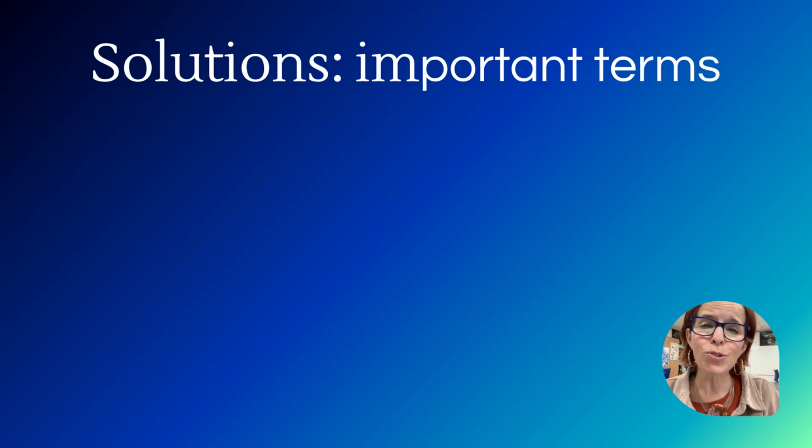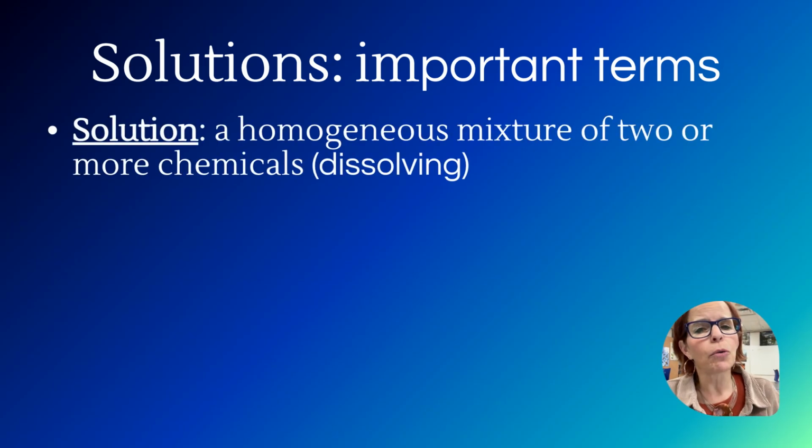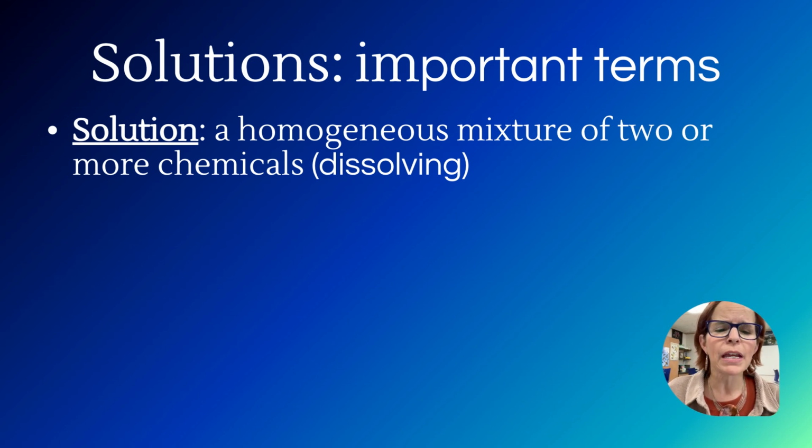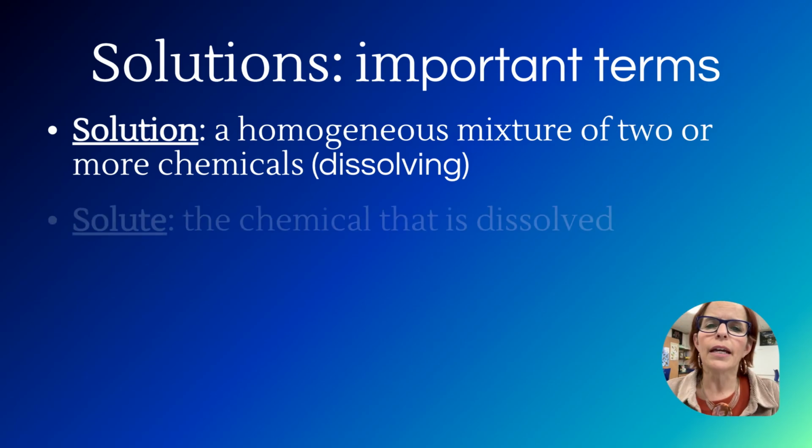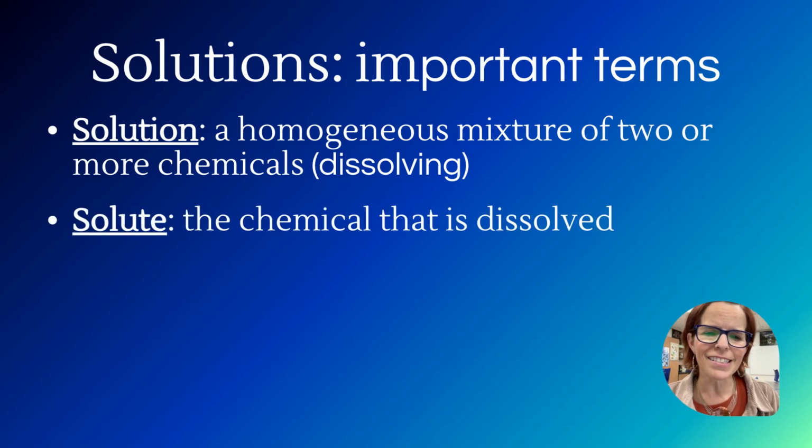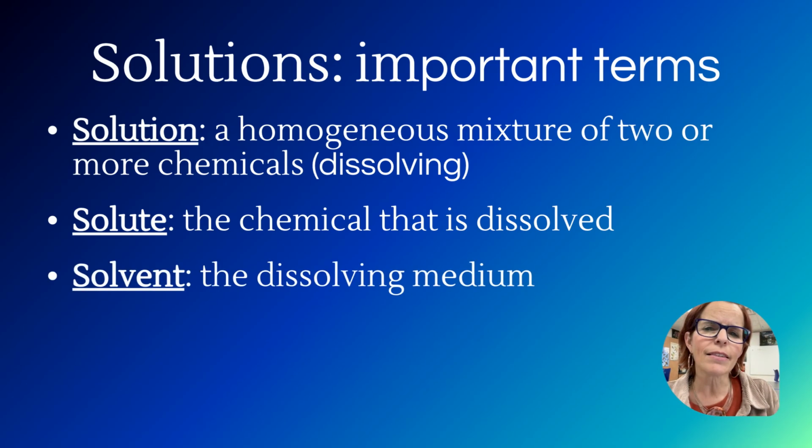Okay, so solutions. These are some things you need to know. We mentioned solutions in our very first unit. A solution is a homogeneous mixture. That means the chemicals are evenly distributed throughout, two or more chemicals dissolved in each other. So Kool-Aid, for example, is a homogeneous mixture. It's a solution. The solute is the chemical that is dissolved. So for example, with Kool-Aid, sugar would be the solute, and then the solvent is whatever's doing the dissolving.